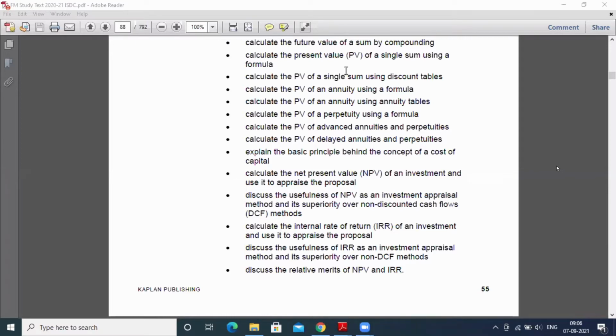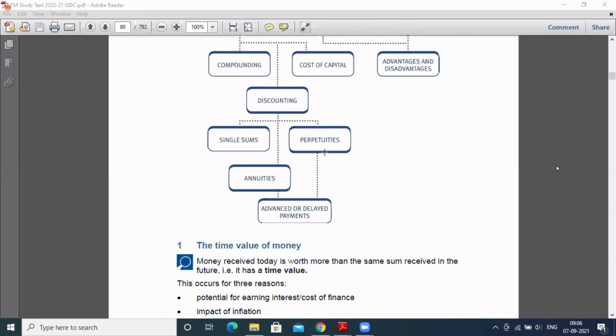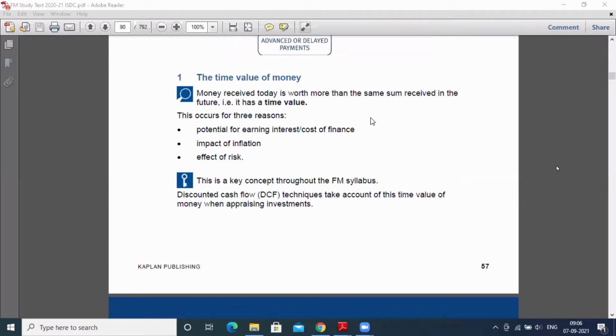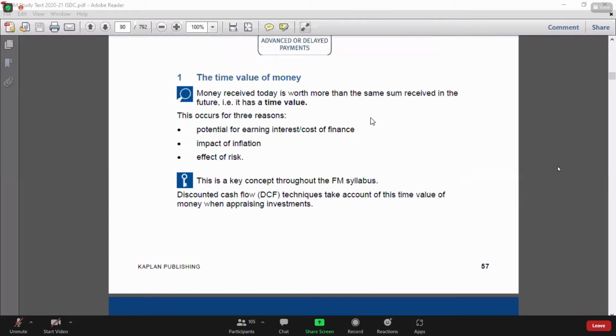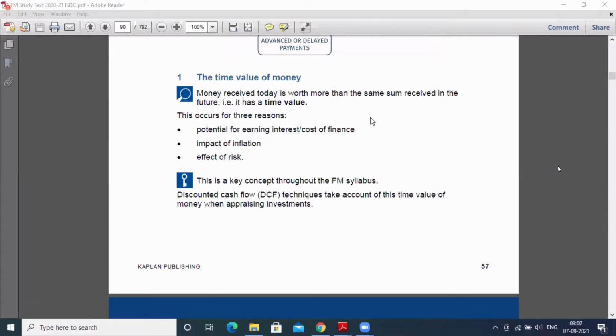Okay. Yeah. So shall we go with this new chapter? As I mentioned earlier, in these modern investment appraisal techniques, we will give importance to the time value of money, because in the previous two investment appraisal techniques, that is ROC and payback period, time value is not considered. So first we try to understand what this time value is. Money received today is worth more than the sum received in the future.